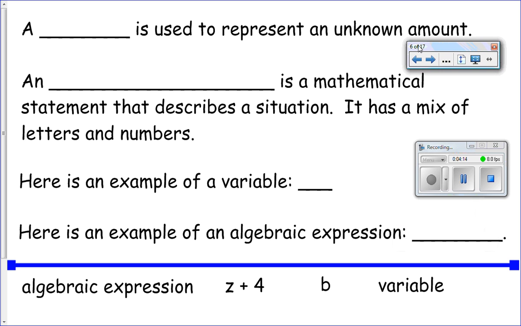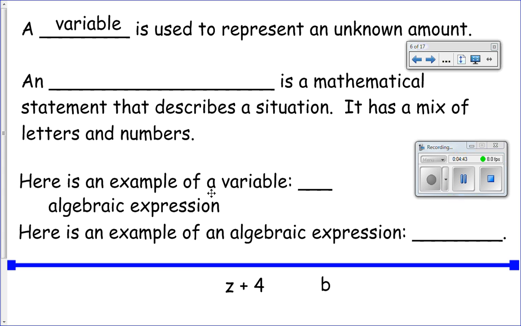I'm going to test you guys on this. Okay, I'm going to tell you right now. A blank is used to represent an unknown amount. Actually, we should know that from last week's lessons. A variable is used to represent an unknown amount. And blank is a mathematical statement that describes the situation. It has a mix of letters and numbers. That would be an algebraic expression.